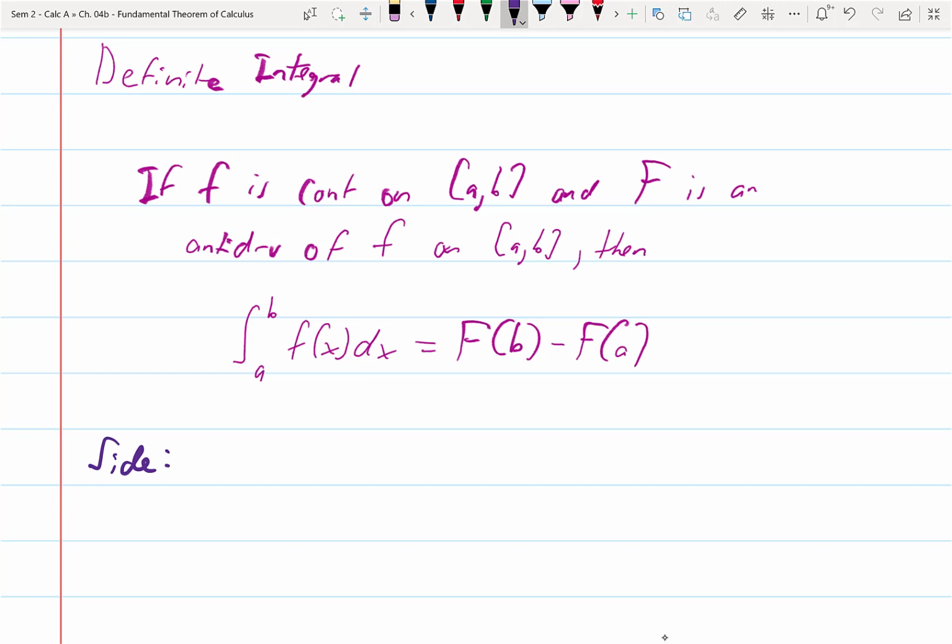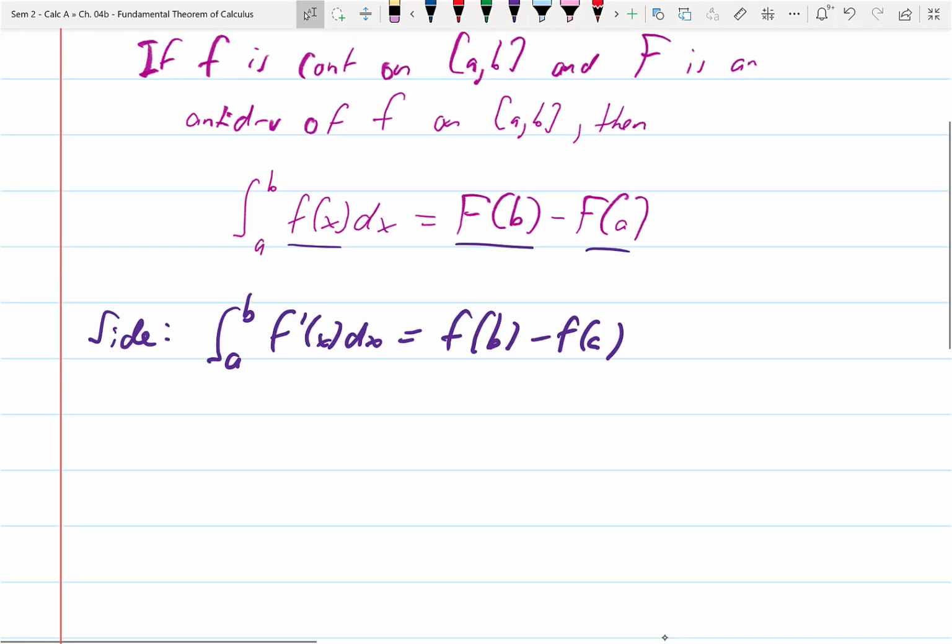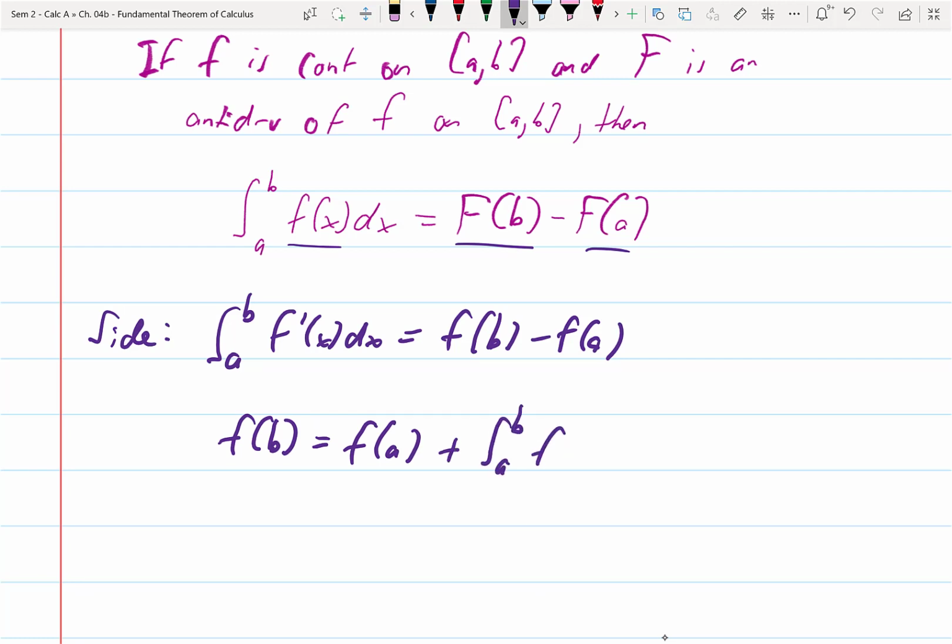Because if I change the relationship here to actually be this, the integral from a to b of f prime of x dx is equal to f of b minus f of a. And if I actually solve for one of those, f of b equals f of a plus the integral from a to b of f prime of x dx. This is the formula that I am calling the most important formula in all of calculus.